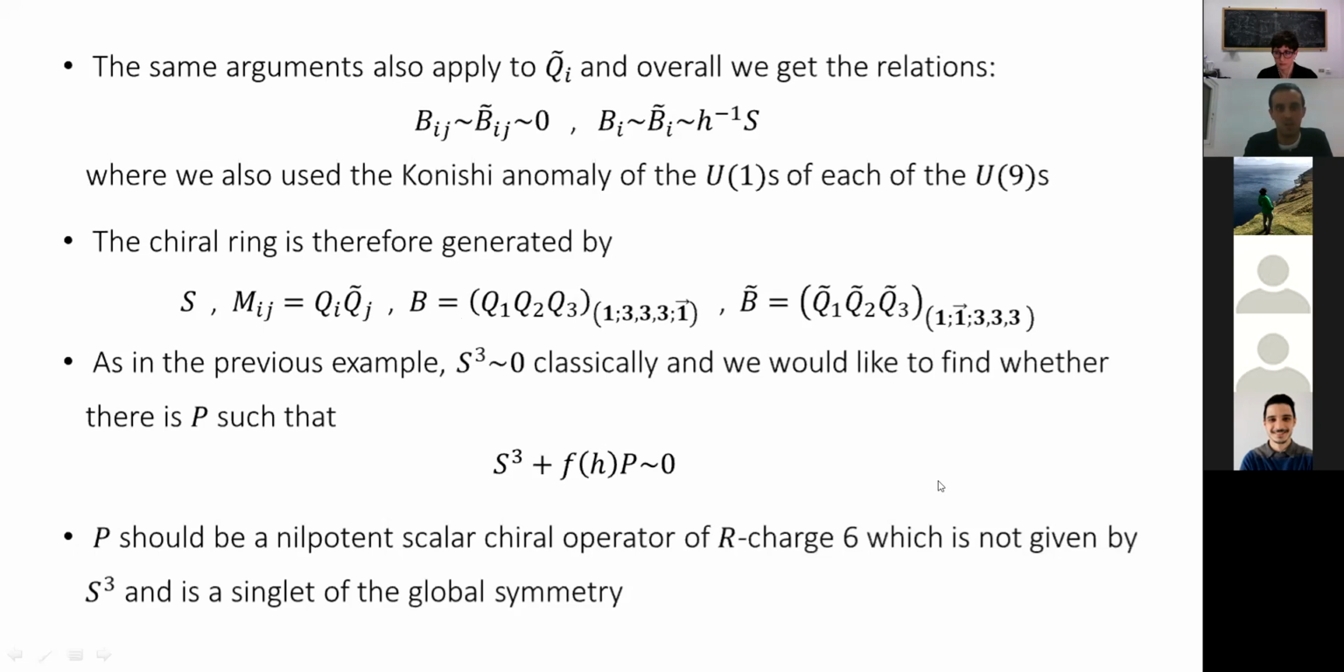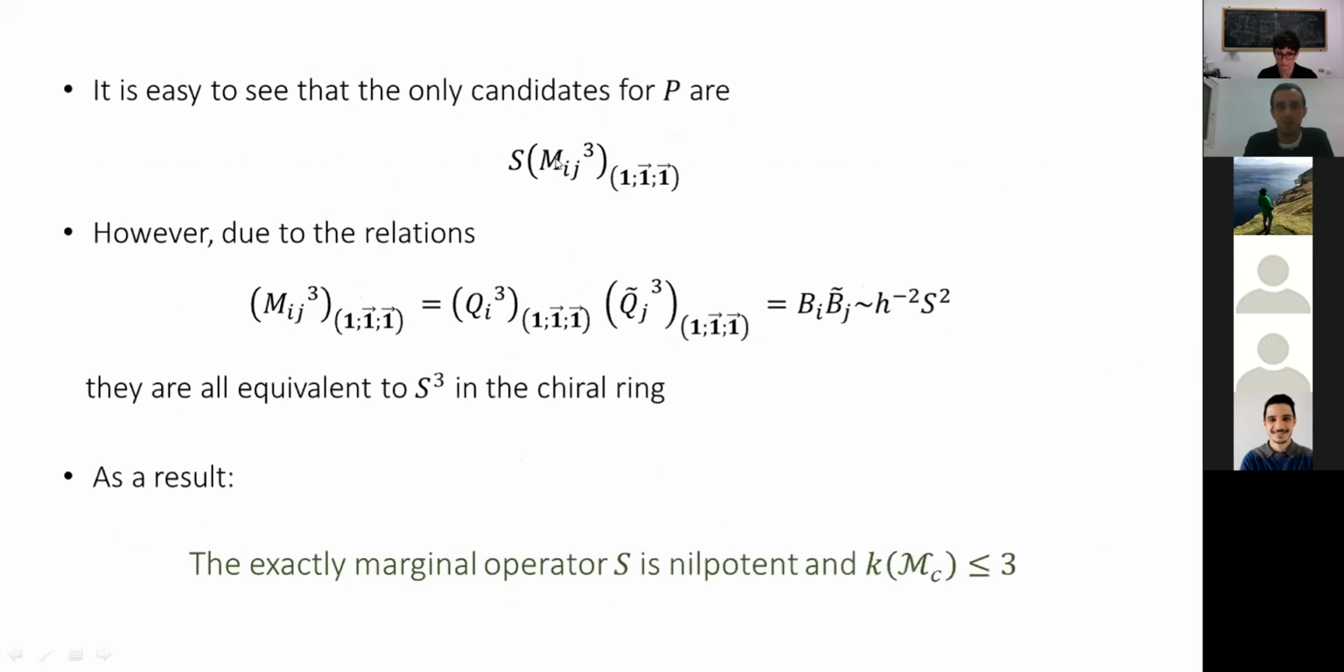So doing this, we see that the only way to do this is to take this meson squared times S. This is the only way to form a singlet out of this bunch of operators. So we take the third power of the mesonic operator, which is a singlet under the global symmetries, times the global superfield. This is a possible candidate for P, but there is another relation which looks like this. Taking the third power of the meson gives us just the product of the two baryons with single index, which is just S squared. So multiplying by S, we again get S cubed, and so it does not result in an inequivalent chiral ring relation. And so we see that we don't have such an operator P in the theory, and that as a result, the exactly marginal operator S is nilpotent, and its nilpotency index is bounded by 3.